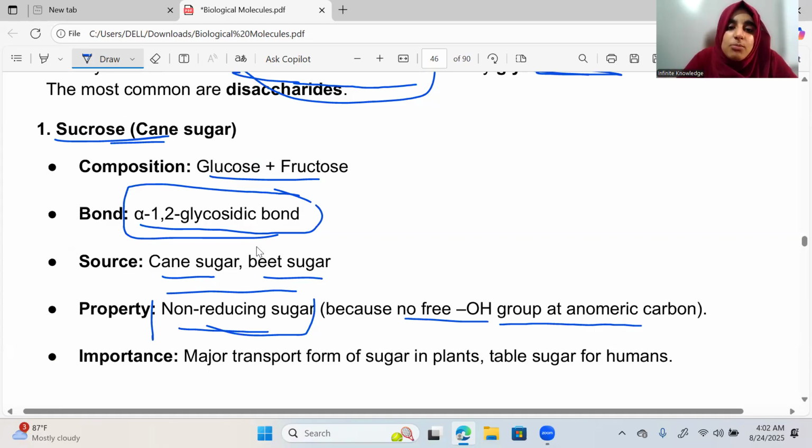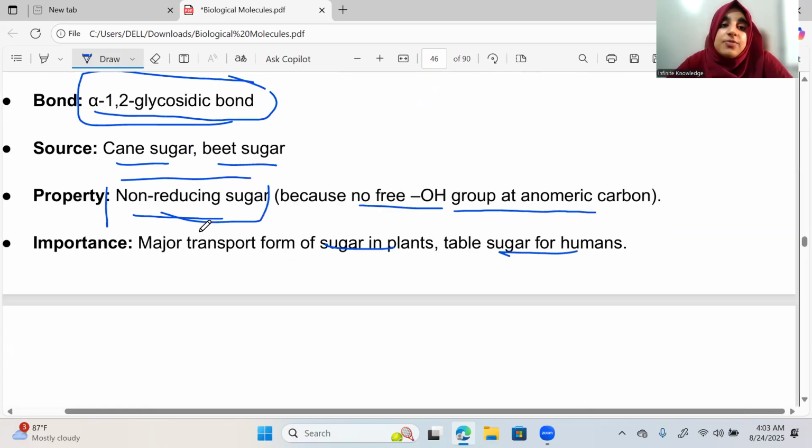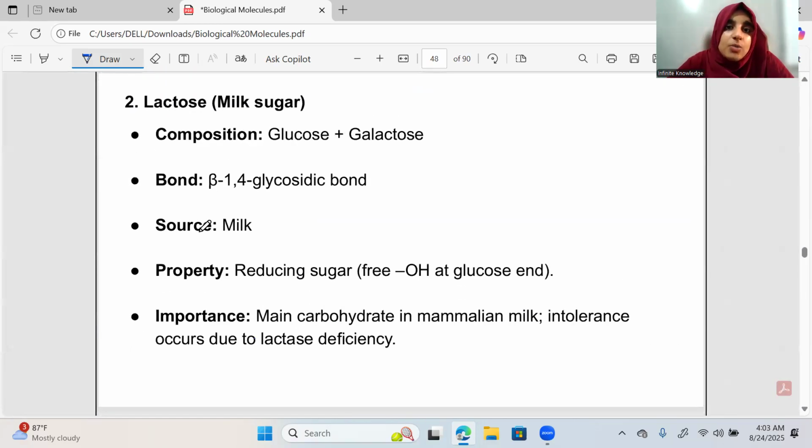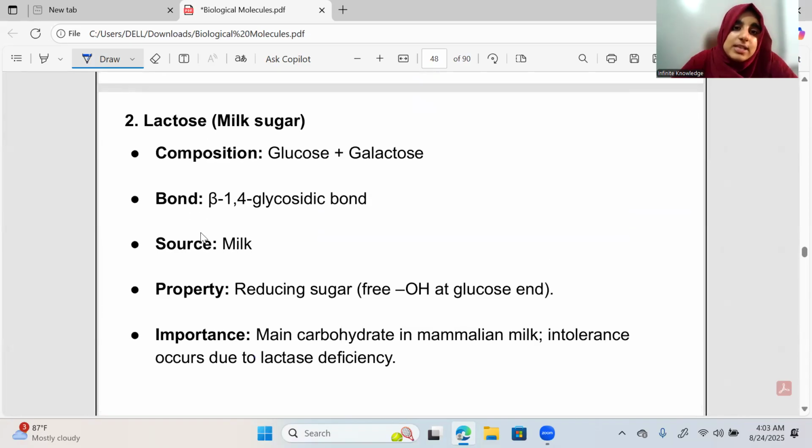This is a major form of sugar in plants, and this is a table sugar for humans. So the sugar which we eat is made up of glucose and fructose, which together form what? They form sucrose. Okay, and it is a form of the transport of sugar in plants as well. Now we move on to lactose. What is lactose? Lactose is glucose plus galactose, and beta 1 comma 4 glycosidic bond.